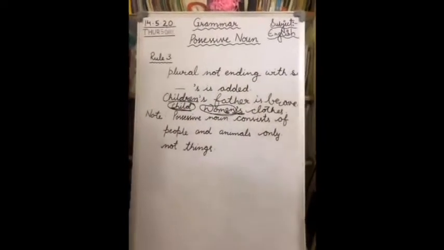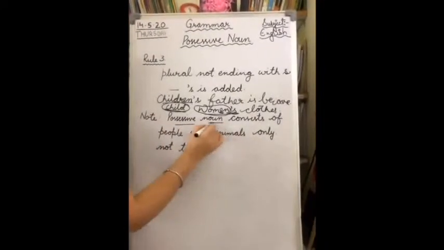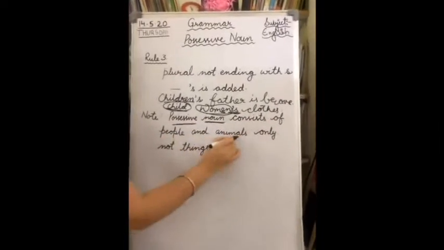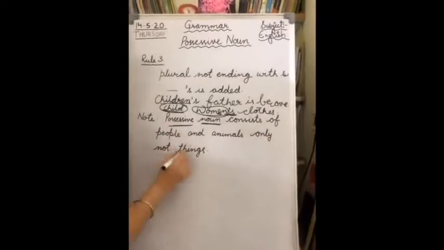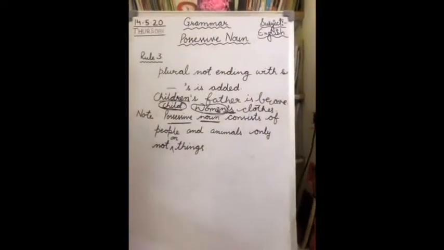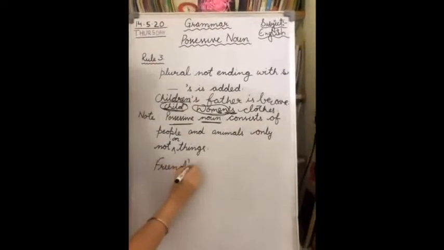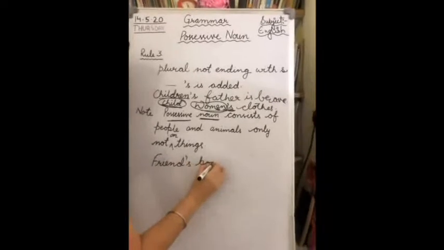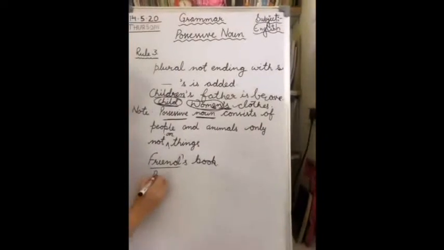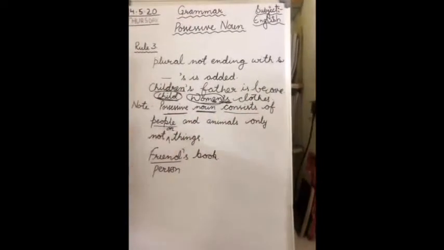Now children, last but not the least, most important note here is that possessive nouns, keep this in your mind, possessive noun consists of people and animals only, not on things. Okay? Example I can give you. Friend's book. From this example you can see friend is a human being. We can take it as person, right? So I told you that possessive noun consists of people.